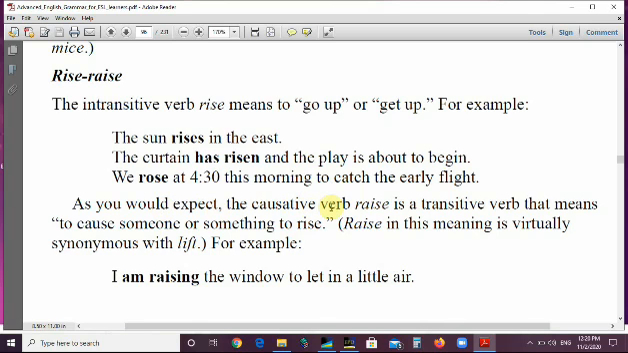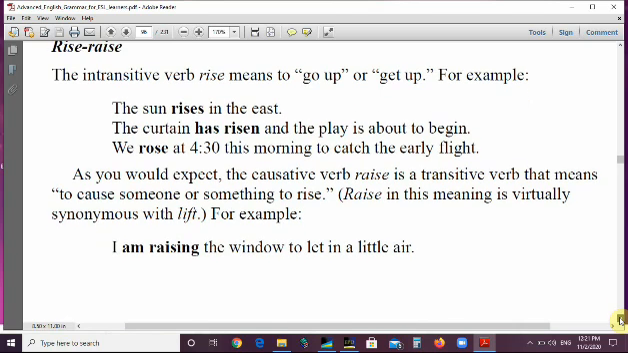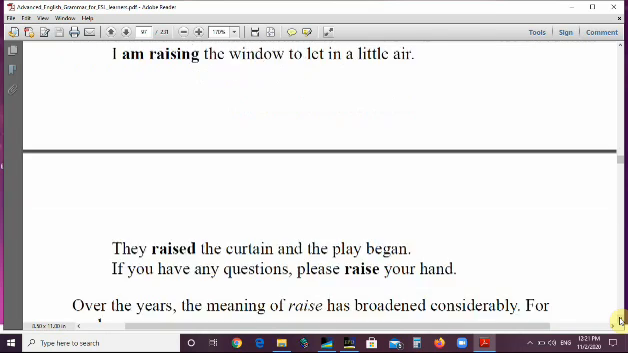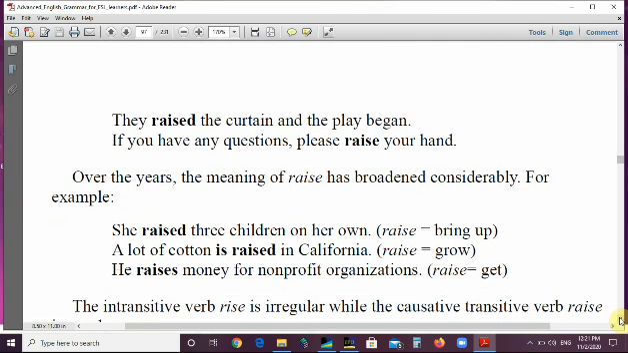As you would expect, the causative verb raise is a transitive verb that means to cause someone or something to rise. Raise in this meaning is virtually synonymous with lift. Look at this example. I'm lifting the window that goes up and down. I'm raising it. This means I'm causing the window to rise. They raised the curtain and the play began. Raise here is a transitive verb. Raise what? The curtain. This means they caused the curtain to rise. If you have any questions, please raise your hand. This means cause your hand to rise.